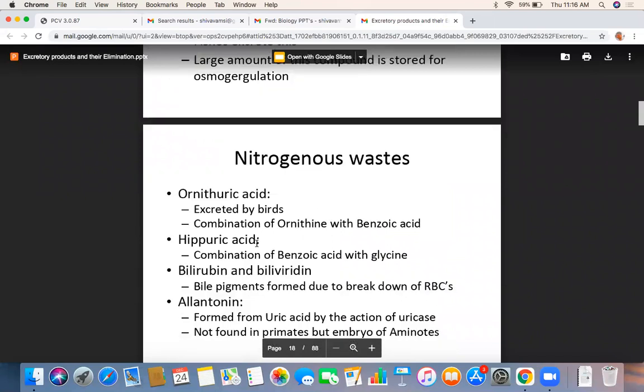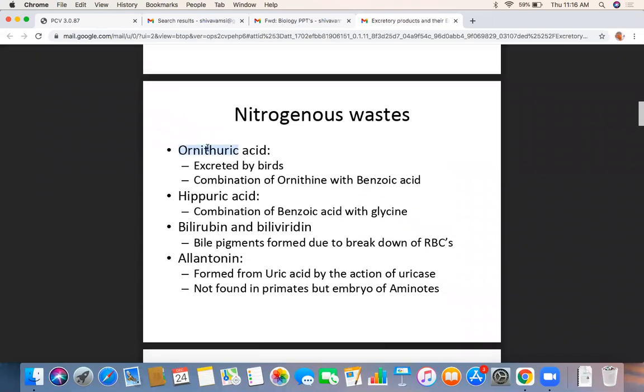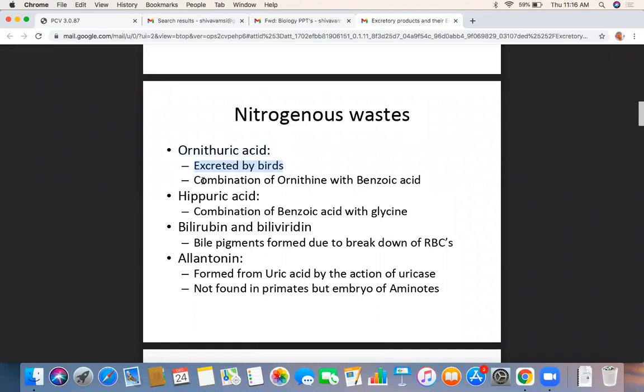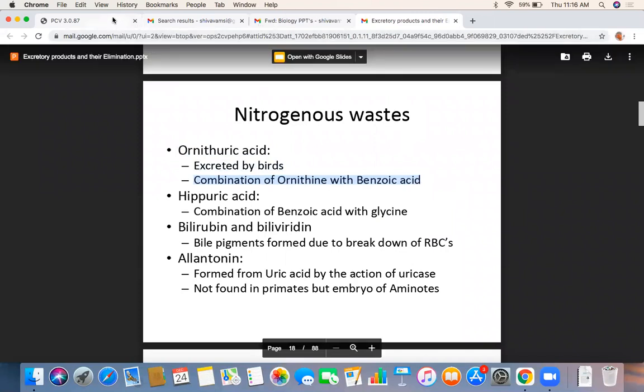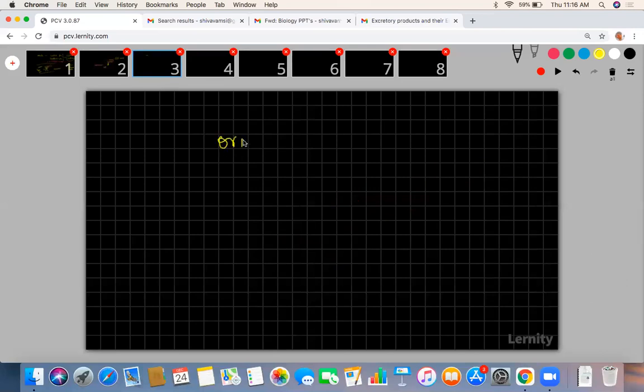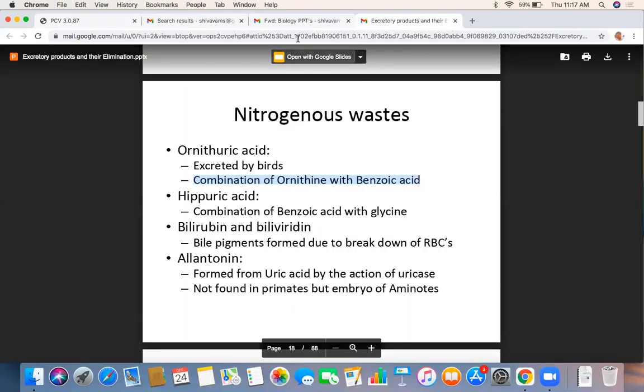Then you have ornithuric acid. Ornithuric acid is excreted by birds. It is a combination of ornithine with benzoic acid. Ornithuric acid is benzoic acid plus ornithine.